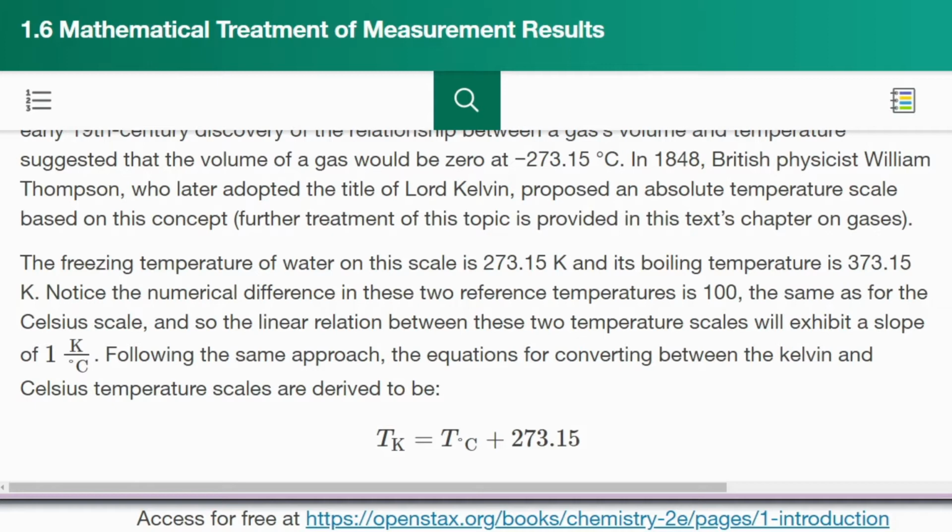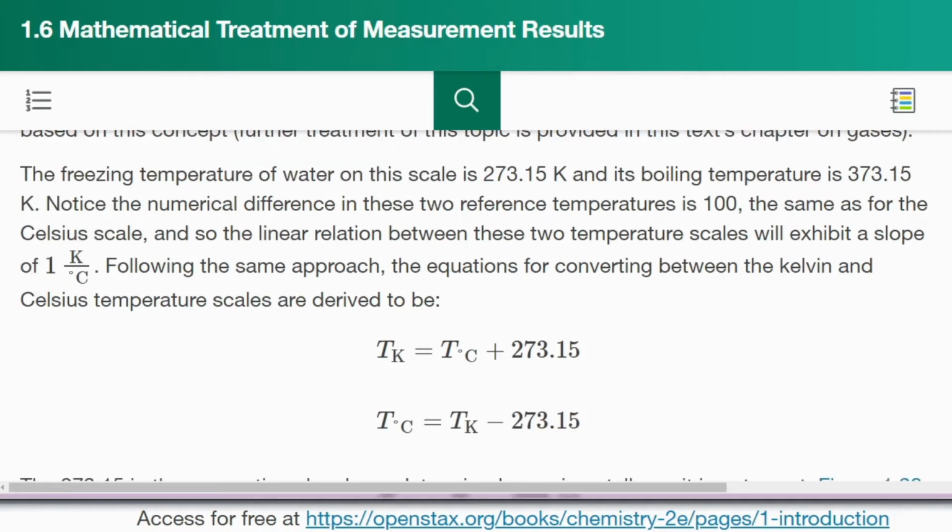The freezing temperature of water on this scale is 273.15 Kelvin, and its boiling temperature is 373.15 Kelvin. Notice the numerical difference in these two reference temperatures is 100, the same as for the Celsius scale. And so the linear relationship between these two temperature scales will exhibit a slope of 1 Kelvin per degree Celsius.